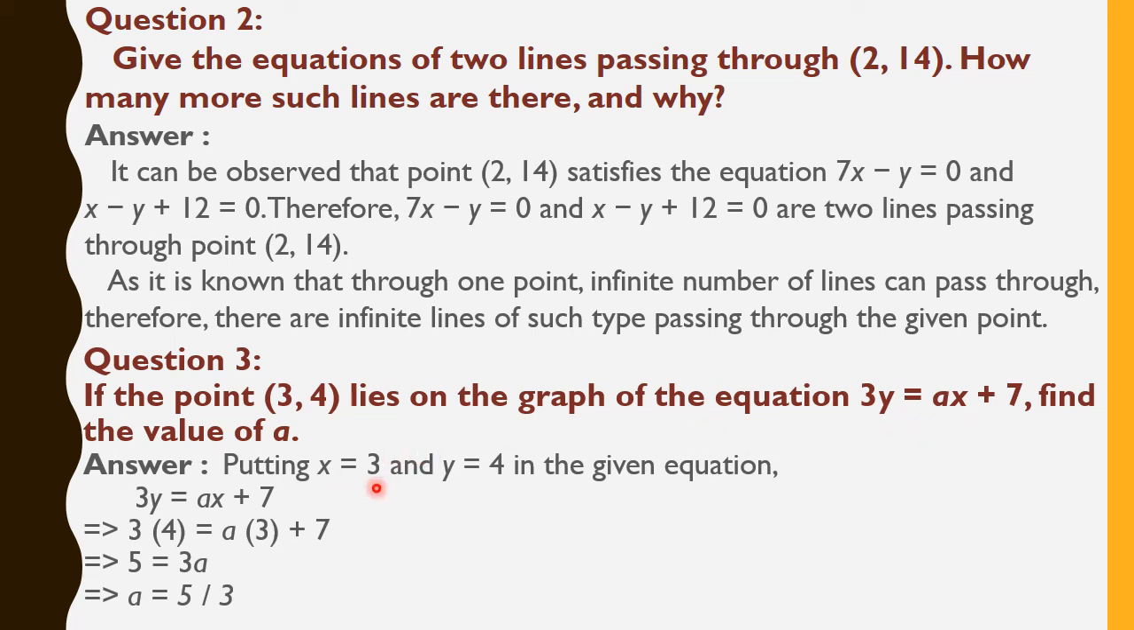Here, putting x = 3 and y = 4 in the given equation, 3y = ax + 7, we get 3 into 4 equals a into 3 plus 7. Calculating further, we'll get the value of a as 5/3.